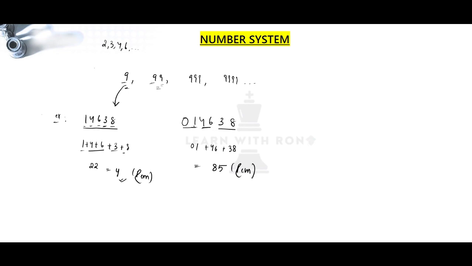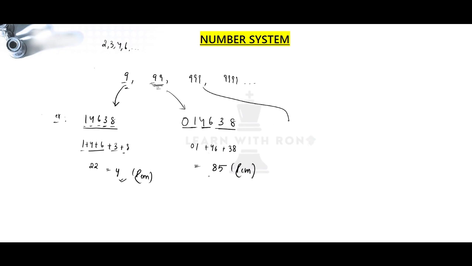So this number is not divisible by 99, and this 85 is the remainder when this number is divided by 99. So in the case of 99, two nines, take two digits from the right side and add those numbers. If the resulting number is divisible by 99, then the whole number is divisible by 99.